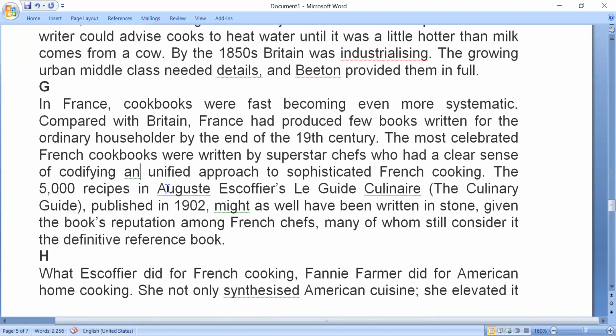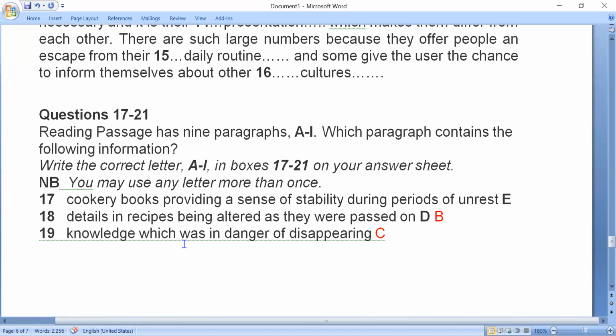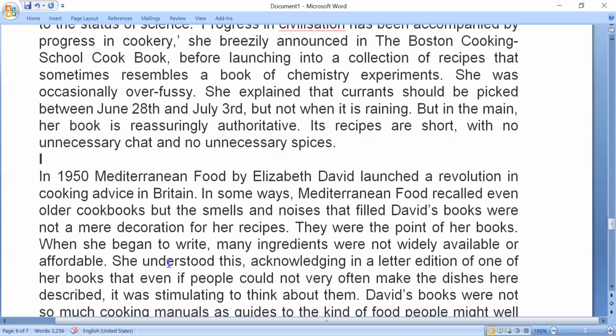The 5,000 recipes in Auguste Escoffier's Le Guide Culinaire, published in 1902, might as well have been written in stone, given the book's reputation among French chefs, many of whom still consider it a definitive reference book. Okay, let's move to the next one.